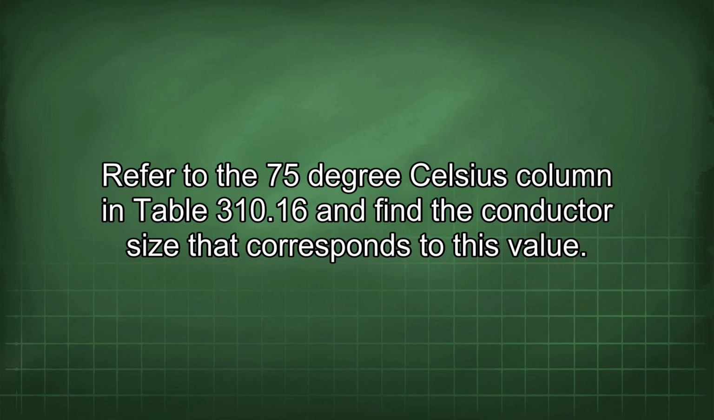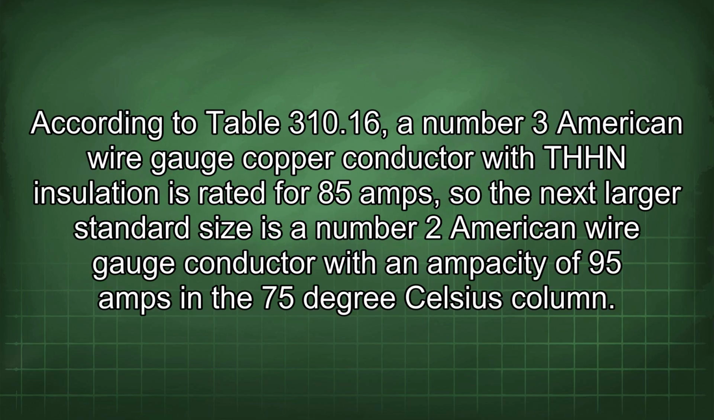Refer to the 75 degrees Celsius column in Table 310.16 and find the conductor size that corresponds to this value. According to Table 310.16, number 3 American wire gauge copper conductor with THHN insulation is rated for 85 amps, so the next largest standard size is a number 2 American wire gauge conductor with an ampacity of 95 amps in the 75 degrees Celsius column.